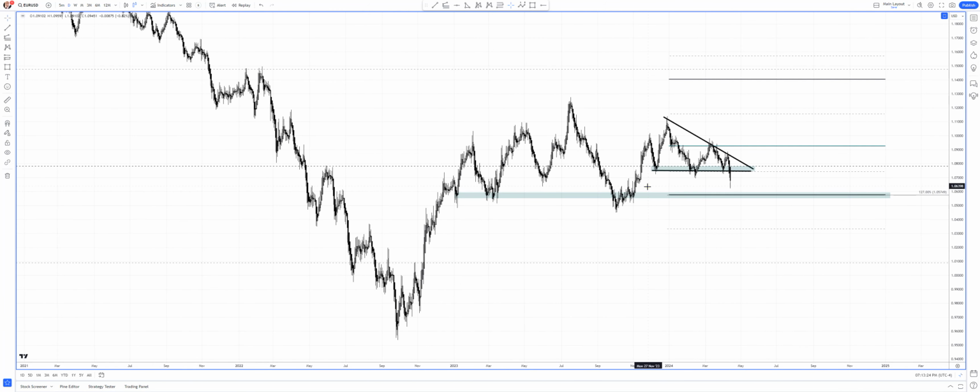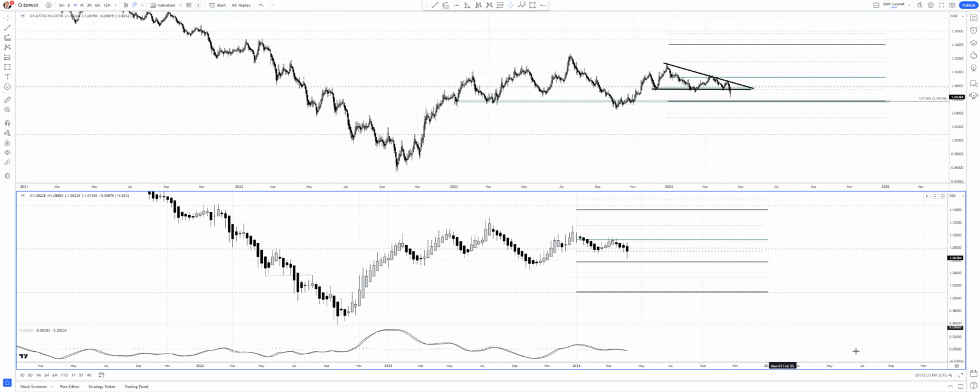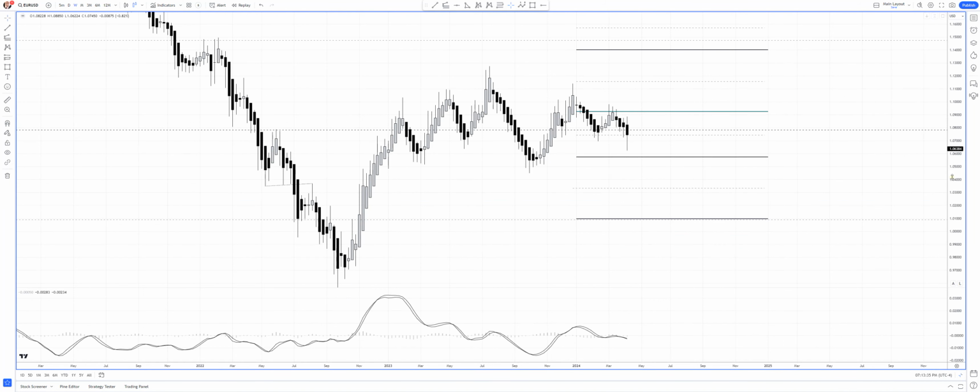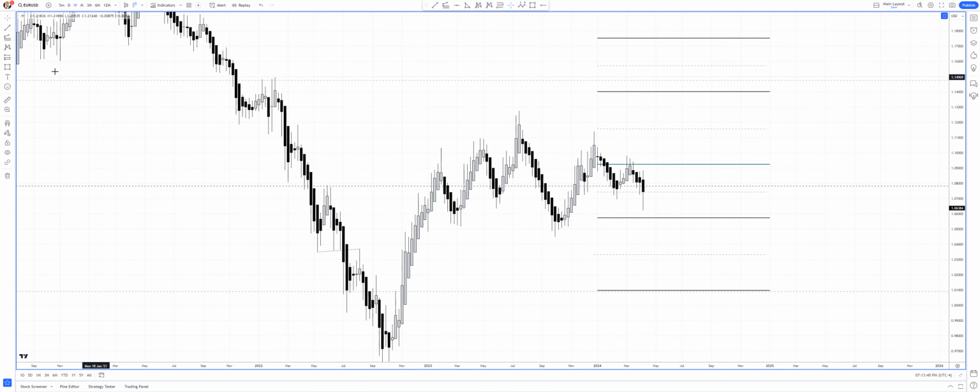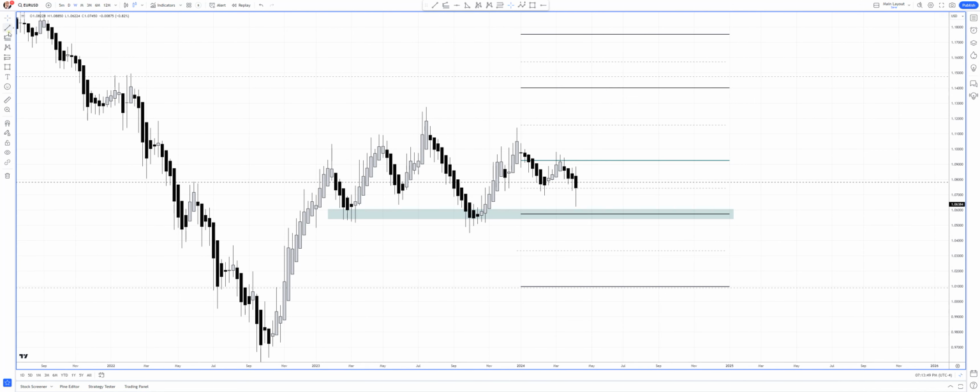Now, we know this is a strong area, or potential strong area of support, that the market may look at as significant. But if you go to the weekly and draw this out, there's a larger triangle here. We've got the same area of support, but we also have another potential descending triangle.